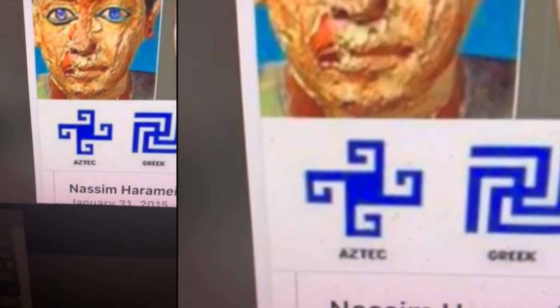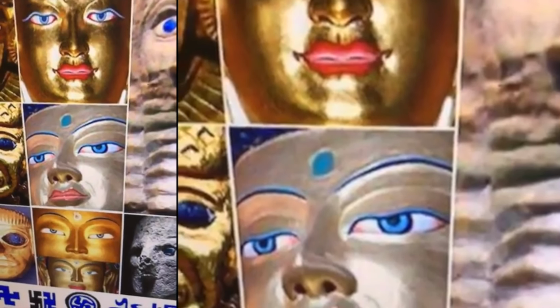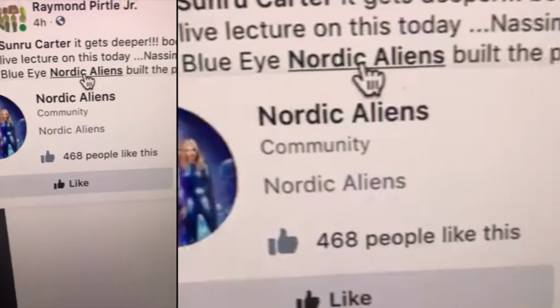So he's got the Aztec swastika, the Greek one, Hindu, Celtic, the Hopi, China, Japan. Notice how he leaves Africa out here. It's Islamic, Tibet, right? He's leaving all those out of there, right? So let's actually click on, I'm going to click on Nordic aliens.